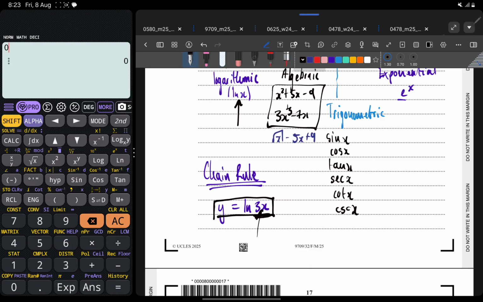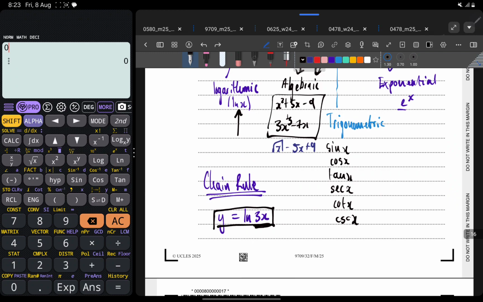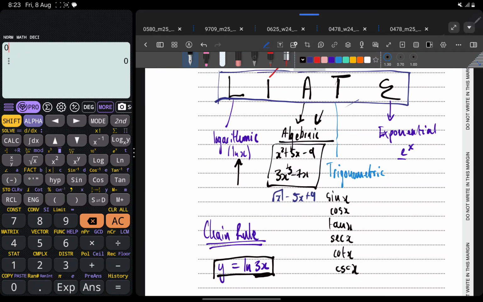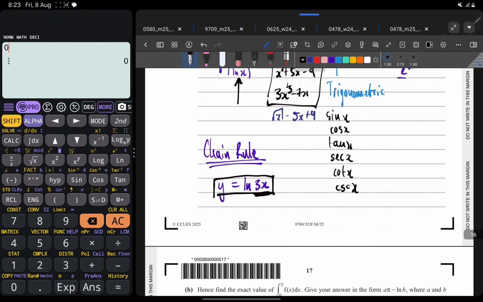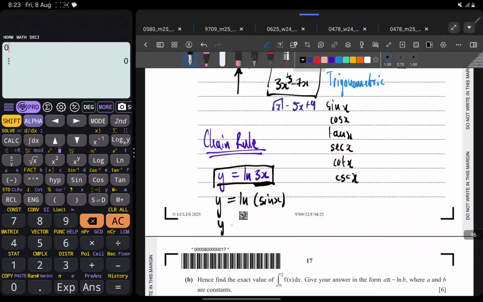So you have put 3x, which is a polynomial or an algebraic function, inside of your logarithmic function. That makes this a composite function, a function of a function. We could have said y is ln of sine x. It's the same thing. Or to say y is equal to ln of, let's say, x cubed minus 2x, whatever.